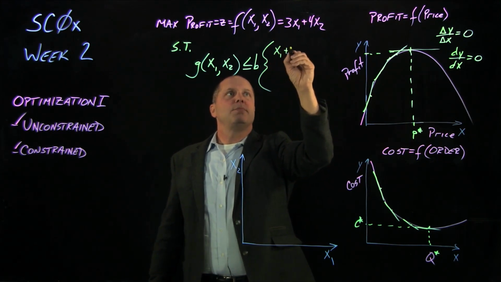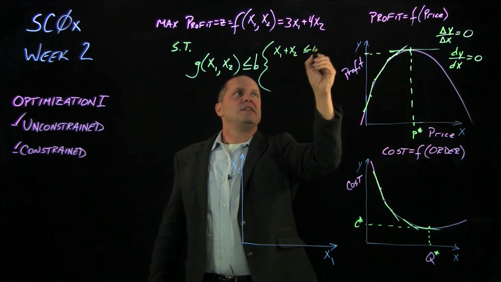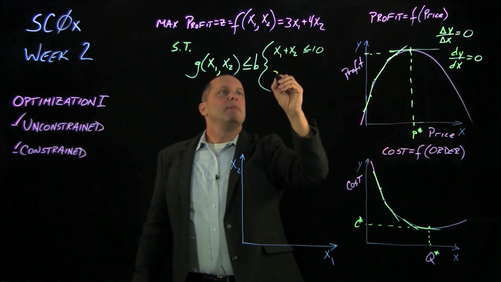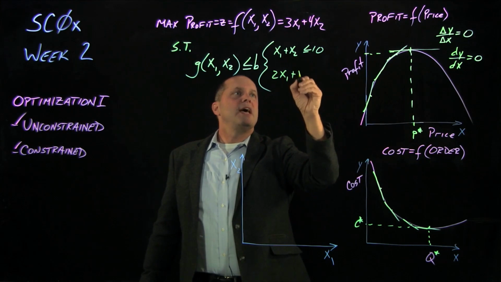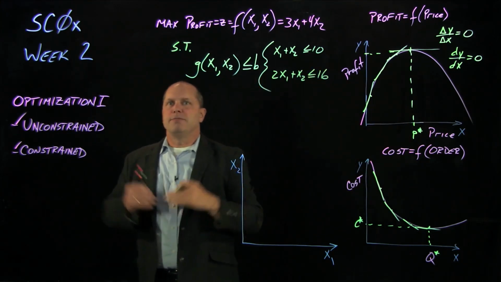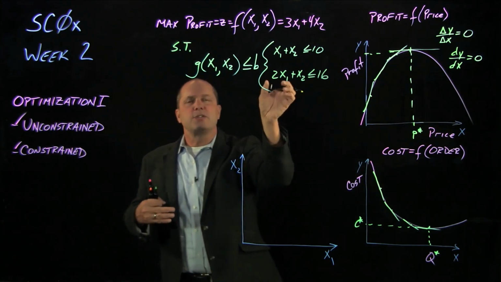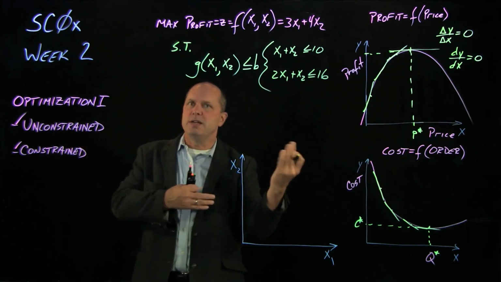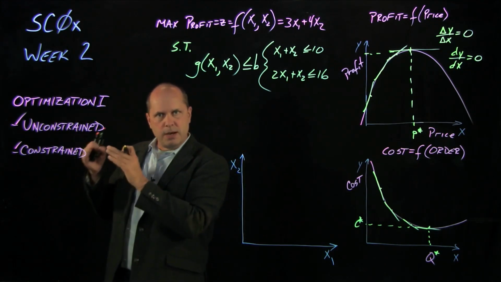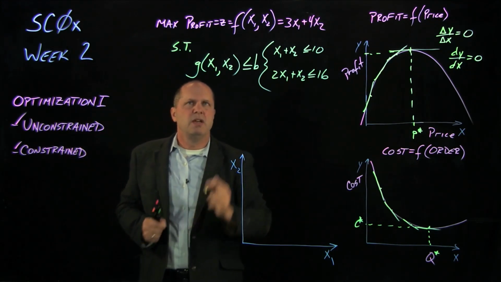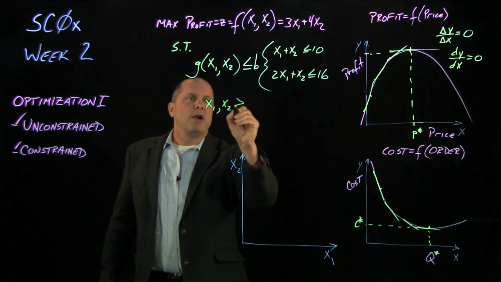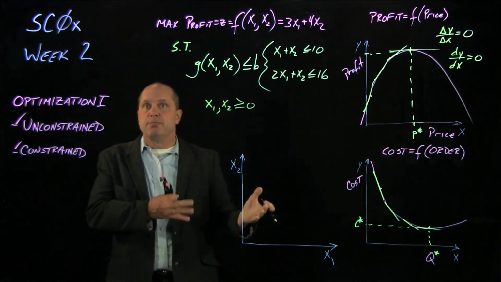Well, maybe x1 plus x2 has to be less than 10 because I can only make a total of 10. That's my capacity. I might have something like 2x1 plus x2 has to be less than or equal to 16 because that might be the amount of raw materials I have. And this x1 takes 2 units when x2 takes 1. So you have all these different physical constraints that you'll turn into functions, linear functions in this case. And we probably want to make sure that x1 and x2 are greater than or equal to 0. I can't make negative product.